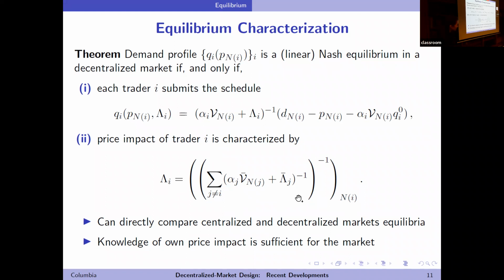Question: do we expect price impacts to be independent across exchanges? Well, in general, they won't be, unless the asset payoffs are independent, which would mean that the sigma matrix will be diagonal. So here's the mathematical intuition. The second equilibrium condition defines a fixed point in traders' price impacts in all exchanges.